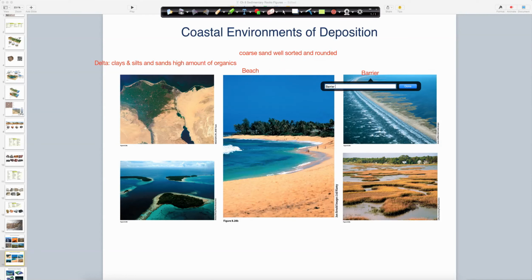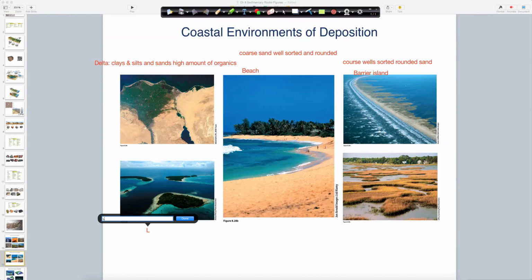This is a barrier island. So this right here is the barrier island. This is the waves breaking on it. Behind the barrier island, you get a lagoon. It's much lower energy. But the barrier islands are where the waves are breaking. So generally, you get coarse, well sorted, rounded sand.